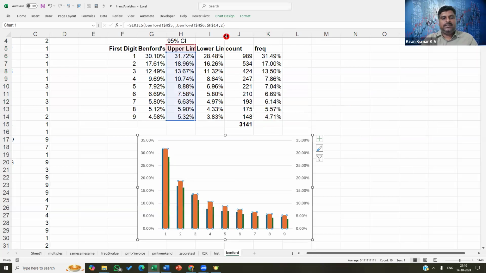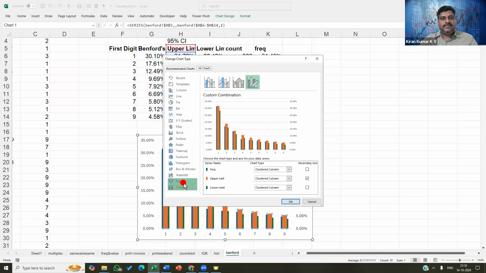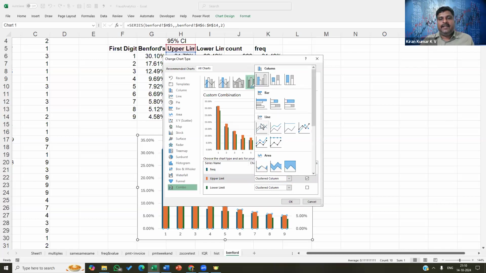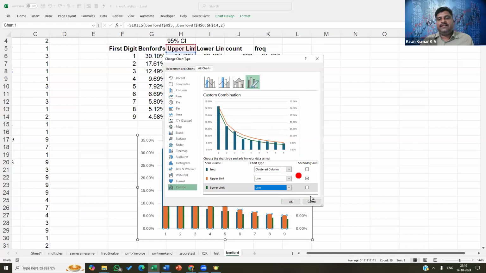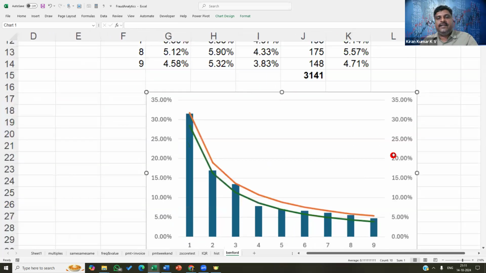Let's do it like this. Go to the chart design, select the chart type, select combo. Here the frequency, let it be in column, the upper limit make it a line, the lower limit also you can make it a line. So it will appear like this. Click OK. Now see, this is quite easy for us to detect.